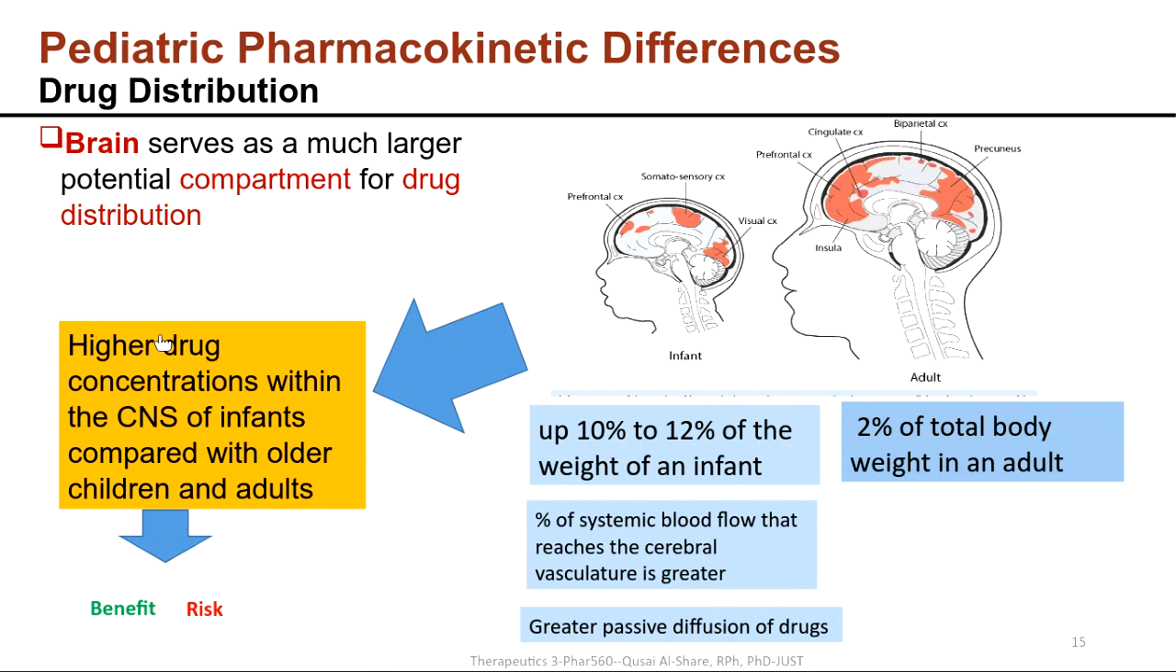This might carry again a benefit and risk, or advantage and disadvantage. The benefit is when we need a drug to be distributed into the central nervous system. Think about meningitis. If the child, neonate or infant has meningitis, we need the drug to reach the brain in a considerable concentration to fight against meningitis. Think about other drugs that we don't need a central effect from in the central nervous system, but they reach there. This is a disadvantage because it reaches in a higher concentration as compared to adults or older children.